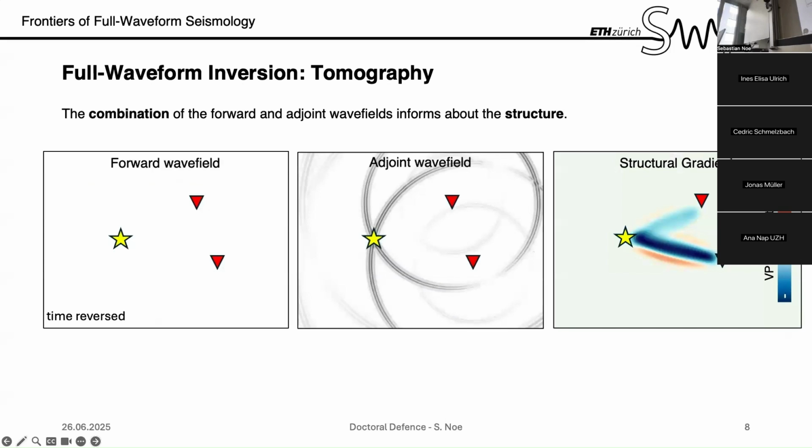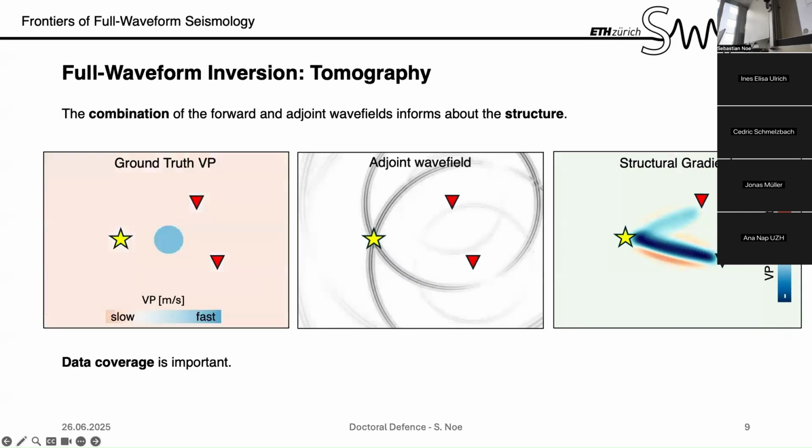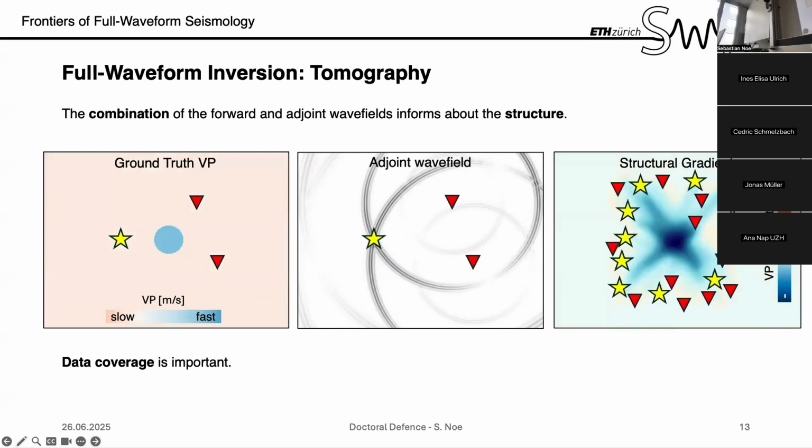For only having this one event and these 2 receivers, we don't really have a ton of information in there. As you can see here, we just see that we probably have to make it a bit faster. We now cheat a bit because this is just a synthetic setup. I know what the ground truth looks like. We actually want to image this blob right in the center, and we can see that our data coverage is not great for this. But what we can do is just add more receivers or also simulate more earthquakes. At some point, we might be able to get something that at least resembles this blob in the center. But even now that we have tons of data, we still see that this gradient is not exactly the ground truth.